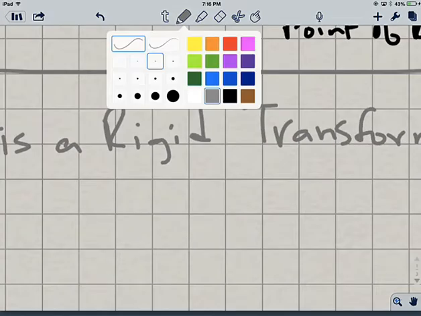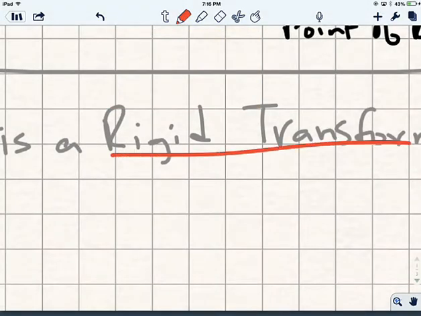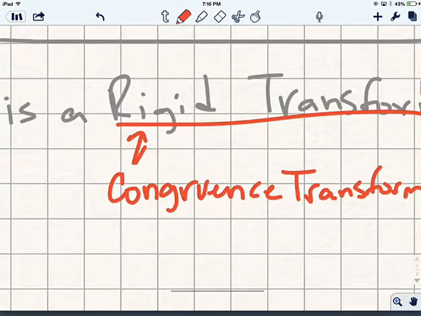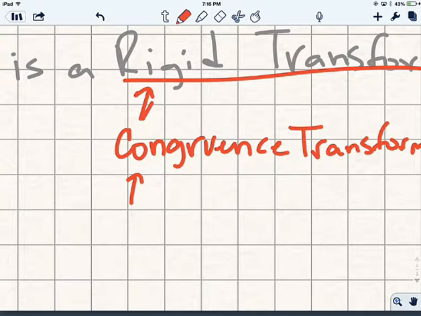Hopefully, this is the third time you're hearing it, so it's starting to sink in a little bit. A rigid transformation is the same thing as a congruence transformation, which also means it will not change the shape of the object. So the shape being rotated will not change.